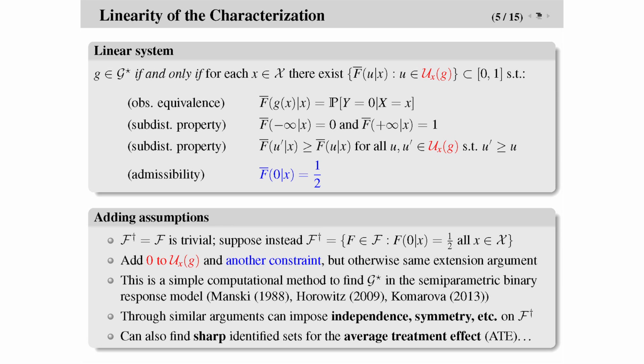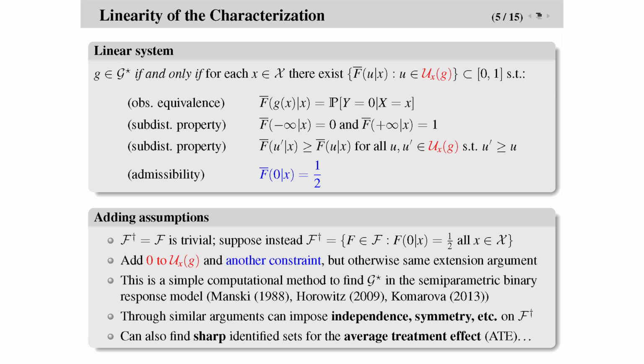Our argument goes through exactly the same. If there's a subdistribution that satisfies all these conditions, I extend it back to a distribution function. It still satisfies all these conditions, and so then G is in the identified set. It's exactly the same argument. And you can take this argument and generalize it substantially more. In this form right here, already this is a simple computational method to find the identified set for the index function in a semi-parametric binary response model.